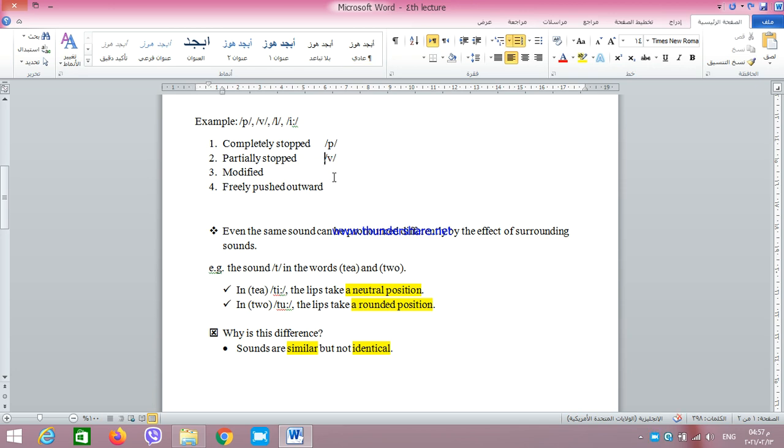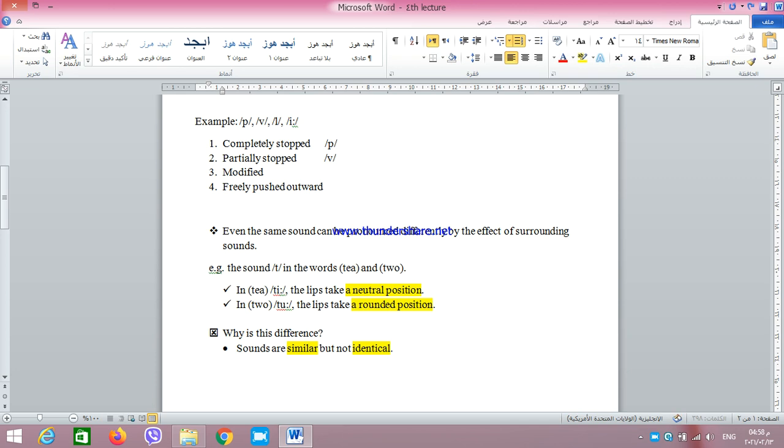Where do we have this partial contact or stoppage? When the lower lip is raised to be in partial contact with the upper front teeth. Try and feel. Your lower lip is raised to be in partial contact, not complete contact. If we have complete contact, the air will not be able to go out, as in P. But here, we can say it as long as we want.